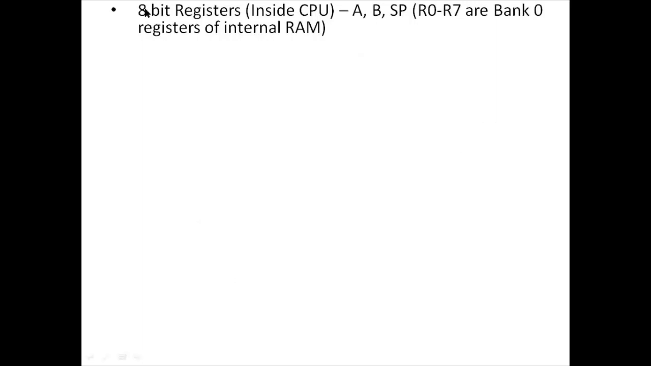Now 8051 has 8-bit registers inside, that they are A, B and stack pointer. You will also see R0 to R7. They are of bank 0 of your internal RAM. We'll see that when we discuss internal RAM. So 8-bit registers mean they are inside the CPU. So they are A, B and stack pointer. You should not get confused that there are A, B, C, D like you had in 8085.